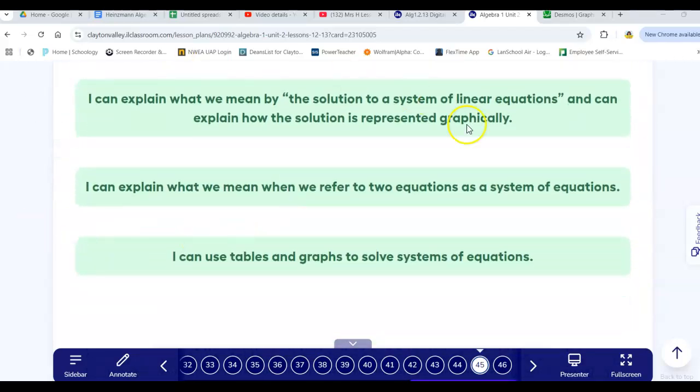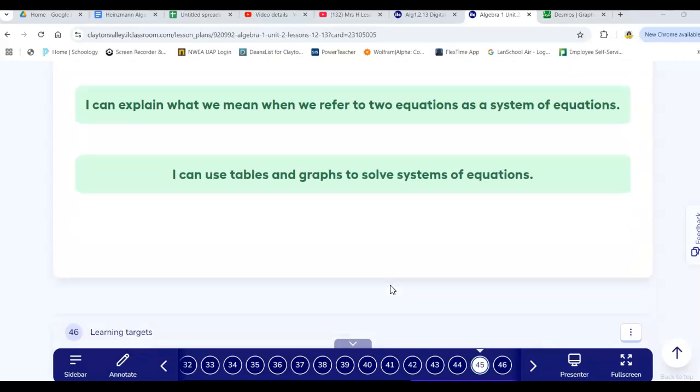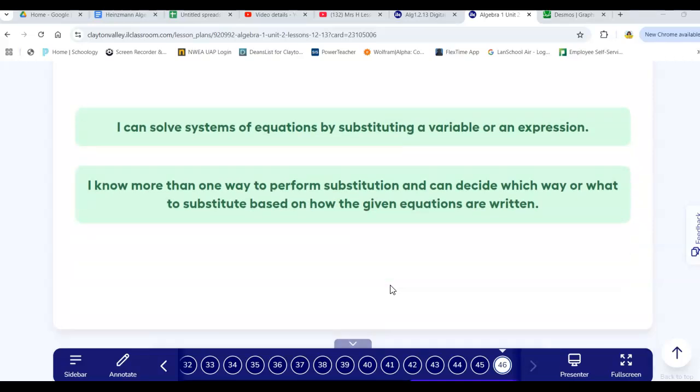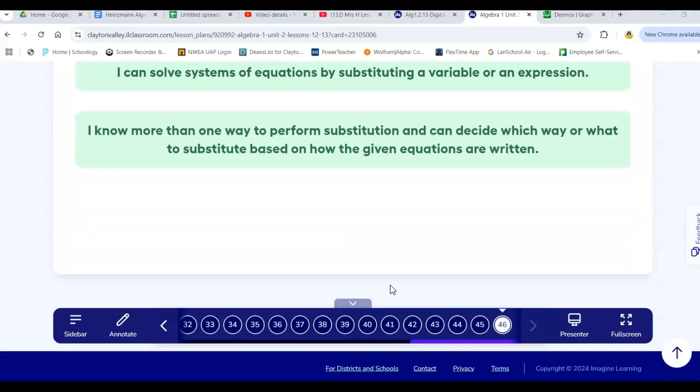And then here are the statements, the learning goals that you should be able to answer at the end of this lesson. And here's a couple more.